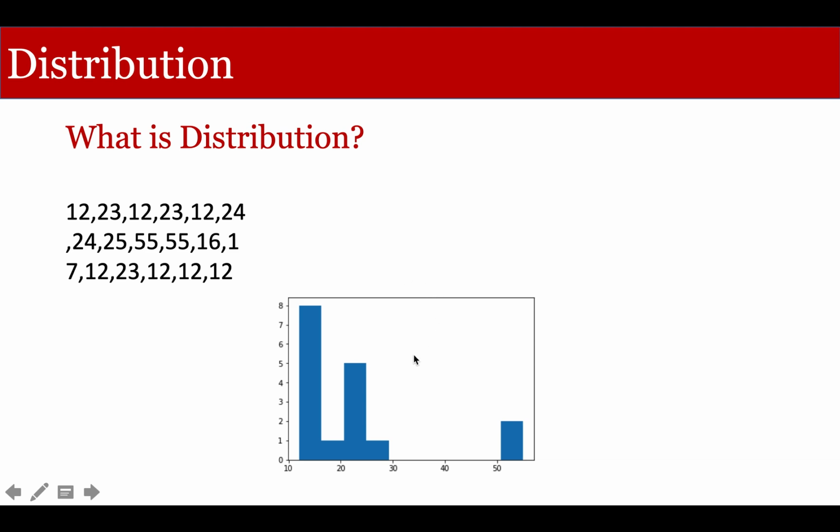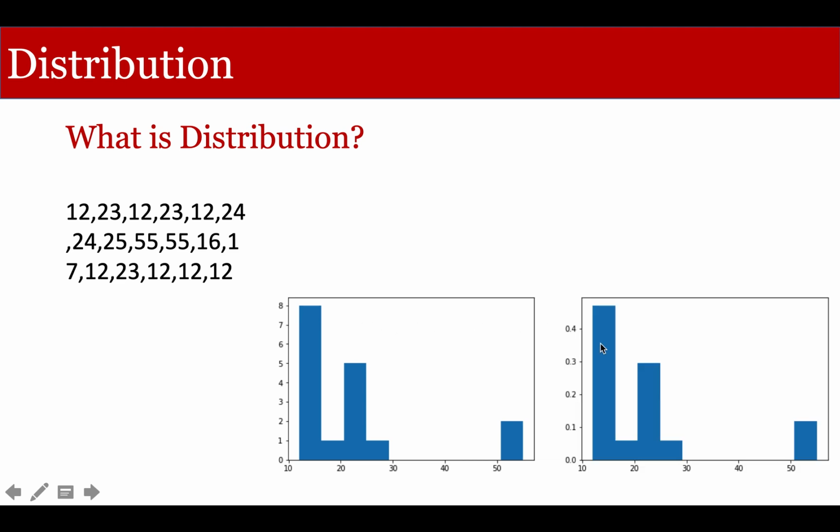So what we did, we divided the frequency of each of the values by the total size of the data set. So here we have 18 numbers. So we divided each of the frequencies by 18. So 8 divided by 18, which is less than 0.5, and we come up with this plot. So we have plotted our data using this one, and here it's showing that 12 is occurring more than 40% of the time in the data set.